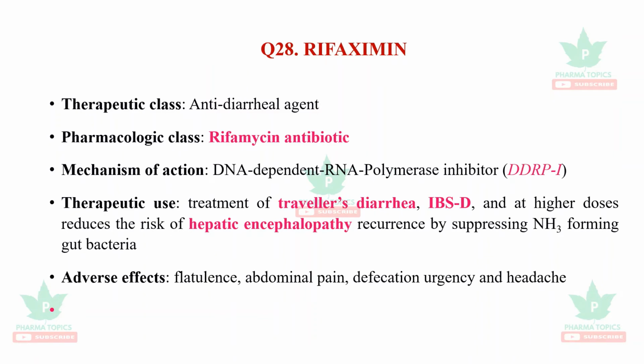Question number 28 is a short note on rifaximin. It's an anti-diarrheal agent. It's a rifamycin antibiotic. It inhibits the DNA-dependent RNA polymerase in the bacteria. It is useful in treatment of traveler's diarrhea and irritable bowel syndrome with diarrhea. At higher doses, it reduces the risk of hepatic encephalopathy recurrence by suppressing ammonia-forming gut bacteria. The adverse effects include flatulence, abdominal pain, defecation urgency, and headache.